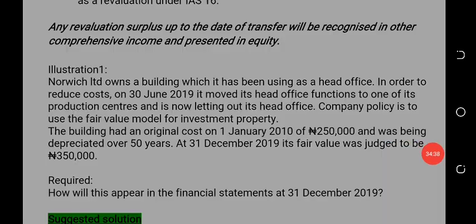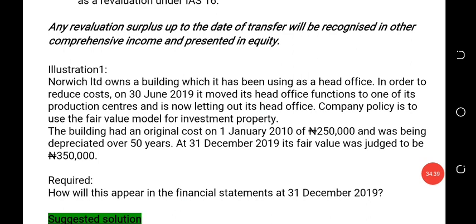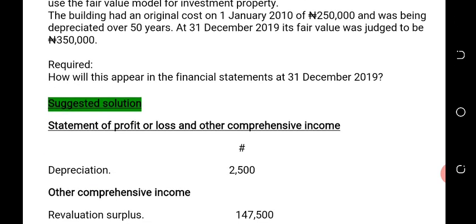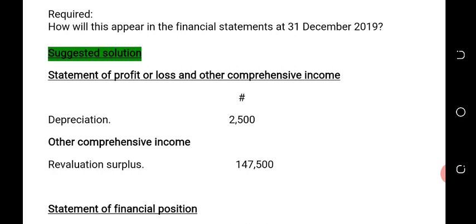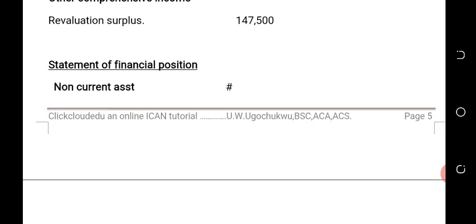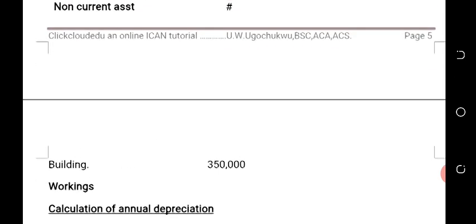Now, this is also how it will affect our profit or loss statement and our statement of financial position. The company has a particular head office, which is used as owner occupied property under IAS 16. You now change it to investment property. How will it affect our statement of profit or loss and other comprehensive income and our statement of financial position? So let's look at it.